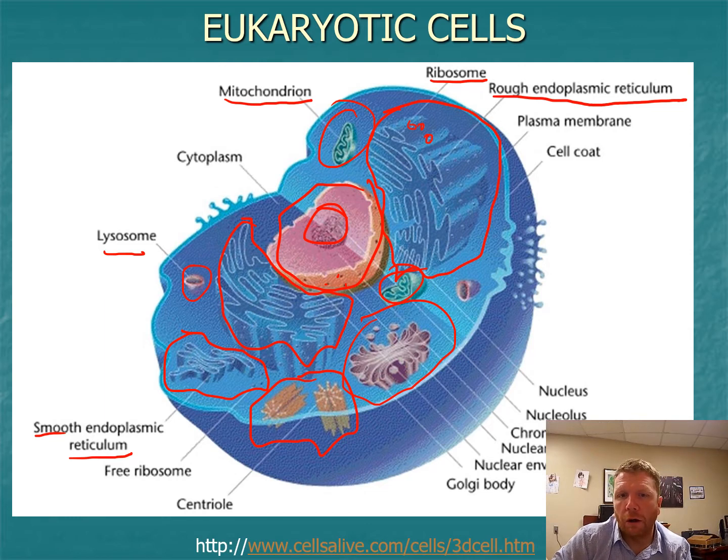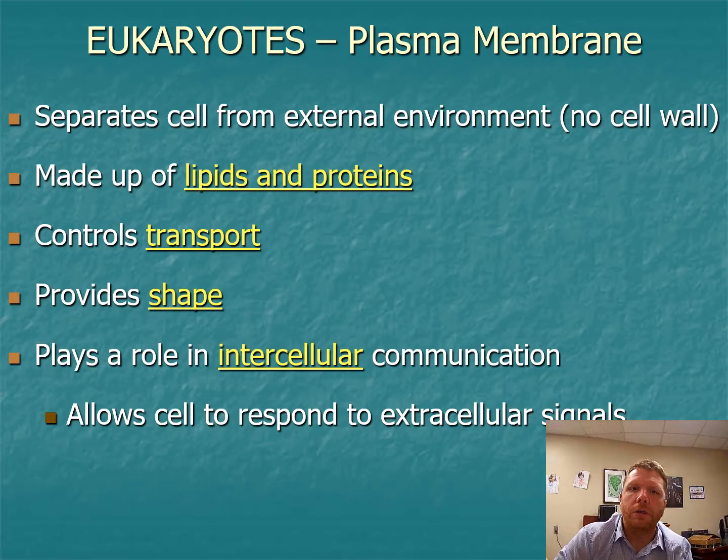The outermost layer of our eukaryotic cell is our plasma membrane, and the surface of that is our cellular coat. Okay, so eukaryotes, we've got a plasma membrane. It separates the cell from our external environment. There is no cell wall in a eukaryotic cell. Now, if you talk about a plant, plants do have cell walls, but they're kind of the dividing factors. Seems kind of weird, but they don't go with the plasma membrane in some respects.